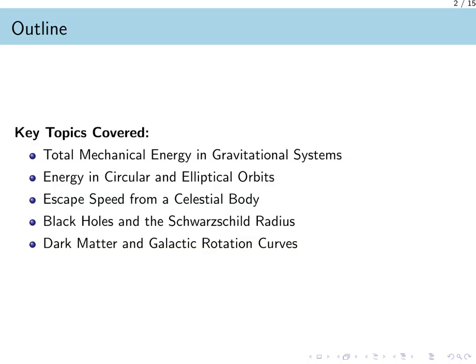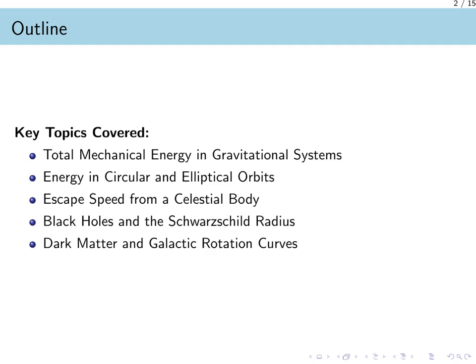We will begin by applying the principle of energy conservation to gravitational systems, deriving expressions for the total mechanical energy of objects in both circular and elliptical orbits. Building on this, we will determine the minimum speed an object needs to completely break free from a planet's gravitational pull, a concept known as escape speed.